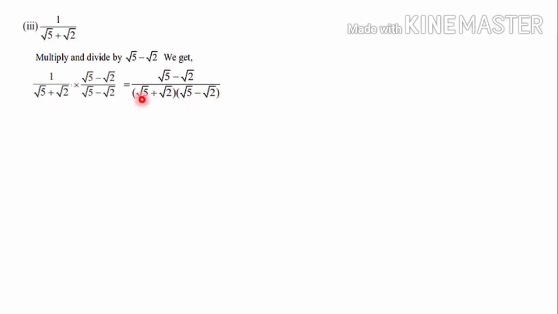Then the denominator is in the form (a plus b) into (a minus b). We know that (a plus b) into (a minus b) is a square minus b square. So by using a square minus b square, we have to expand the denominator. That is root 5 minus root 2. The numerator is the same.